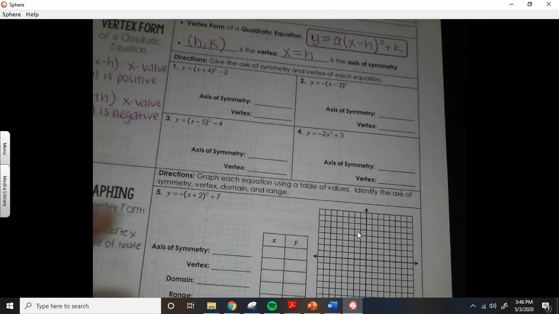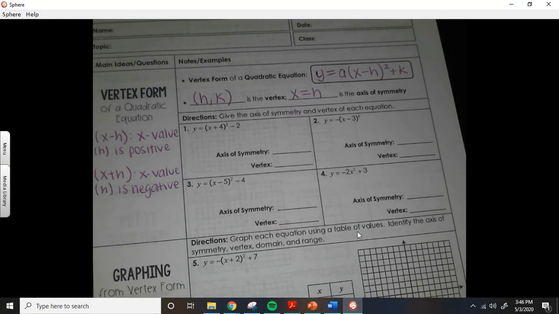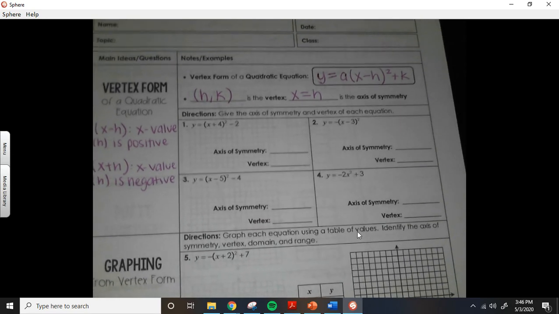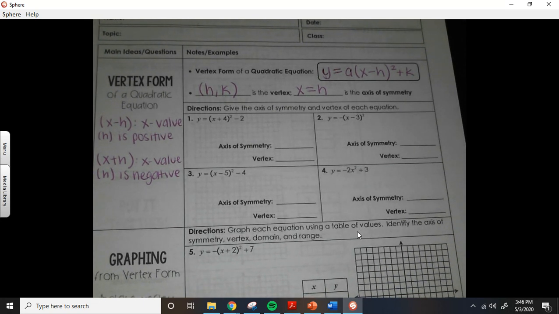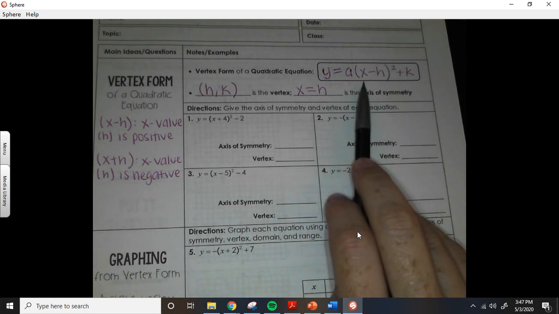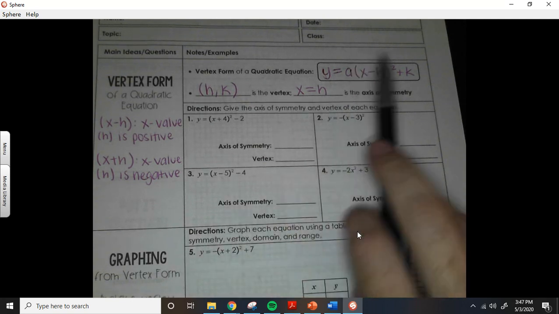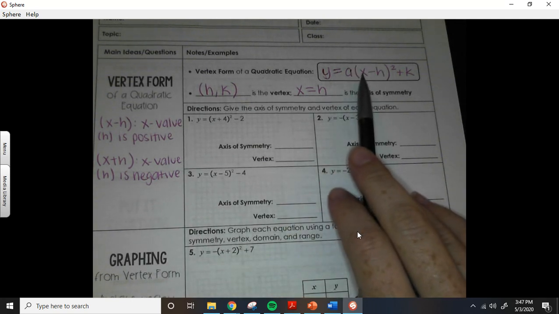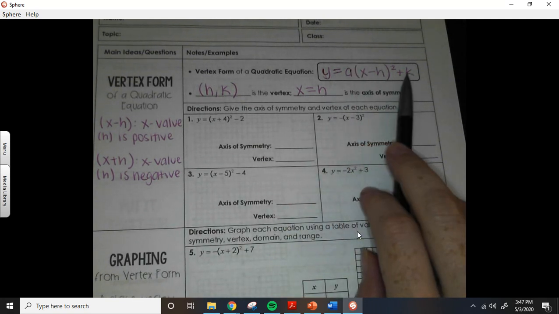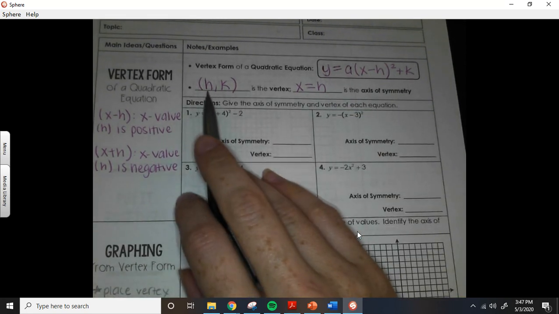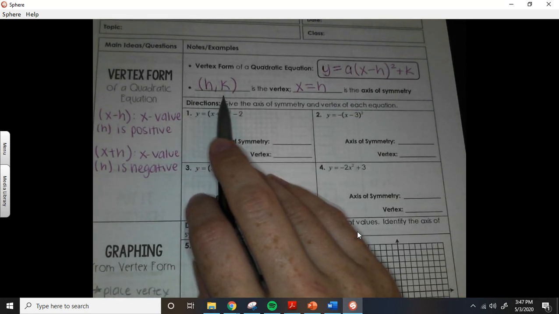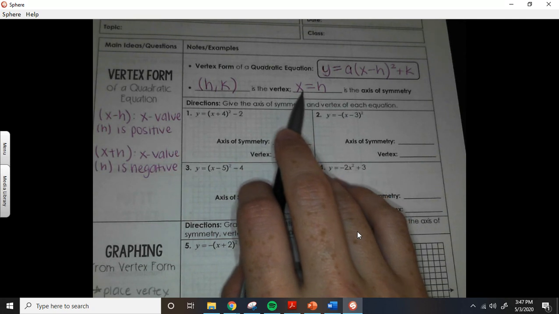So vertex form is another form of a quadratic equation. We already learned and talked about standard form and how to grab the vertex out. But vertex form is another way that's very easy. Sorry, it's very easy to find the vertex from it because here's our equation. So in this equation, we have an x, and that x stays x, but now we have an h and a k and an a. So basically, hk is going to be your vertex, and the axis of symmetry is going to be whatever h is.